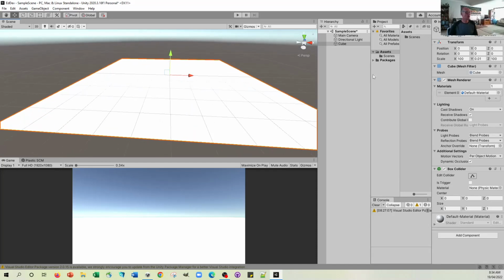So this is now, it says cube up here because that's how it was dragged in, but I'm actually going to call this floor. And all it is, it's our cube, which has been given some crazy dimensions to make it long, wide, and very, very thin.